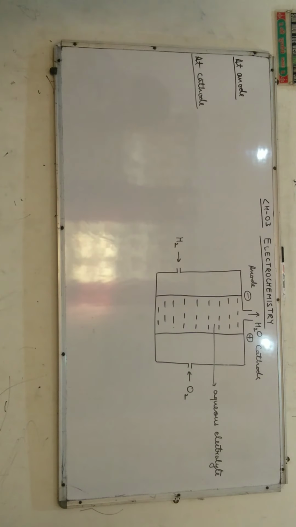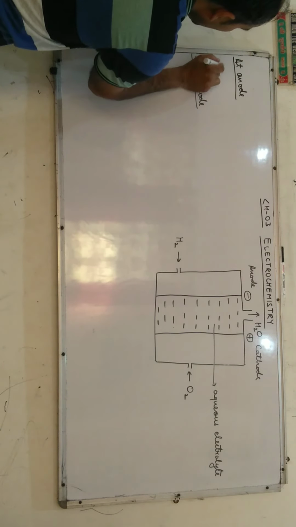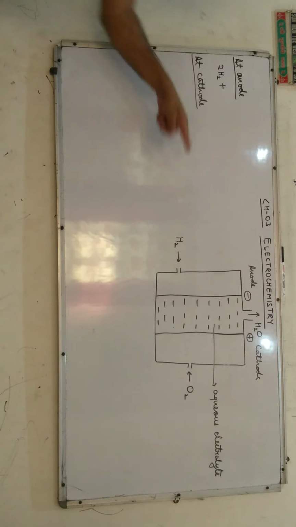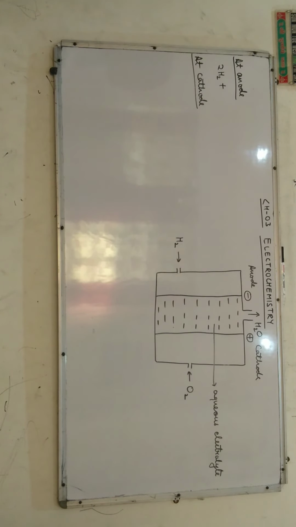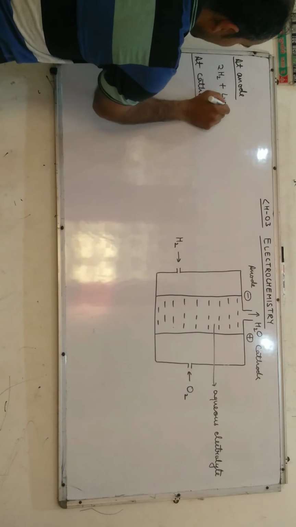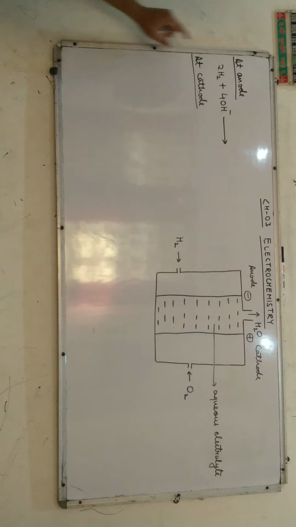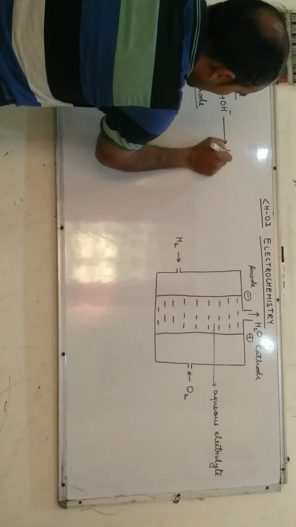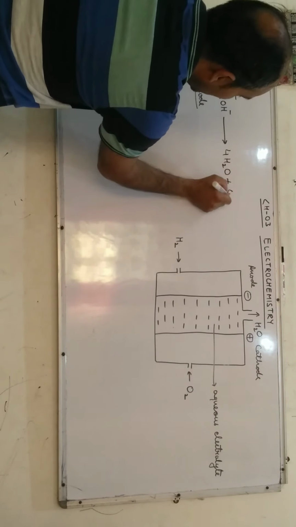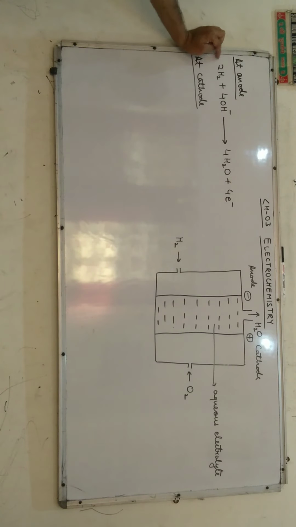Now let us discuss the chemical reactions that take place inside the fuel cell at the anode and cathode. At the anode, hydrogen is there, which combines with OH negative ions to form water along with 4 electrons. I repeat it again: at the anode, hydrogen combines with OH negative ion to form water along with 4 electrons.